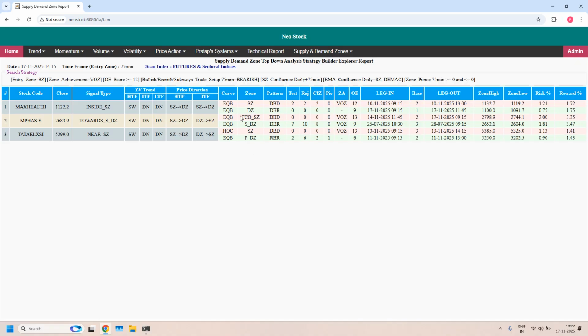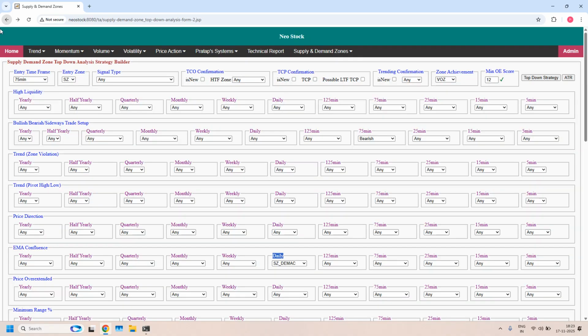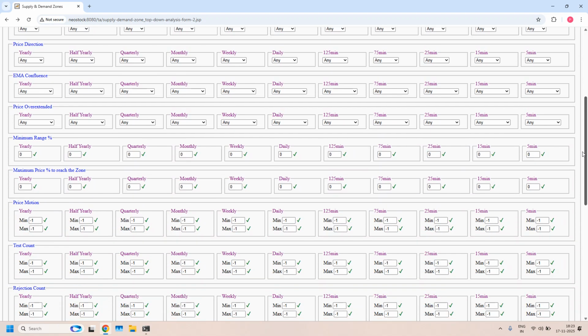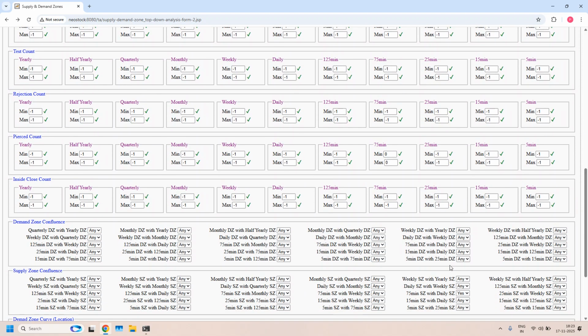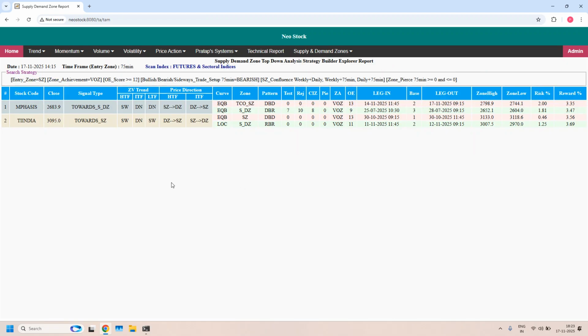So these 3 75 minute supply zones might be having more high probability to get success, provided less than 20 checklist items are satisfied. Otherwise, higher chances of zone violation. Okay, next we will filter the report based on the second strategy. Removing ITF EMA filter. Second strategy, first step, LTF, ITF, HTF supply zone confluence. That is 75 minutes and daily, 75 minutes and weekly, daily and weekly supply zone confluence. With all the three filters, we got only two stocks.